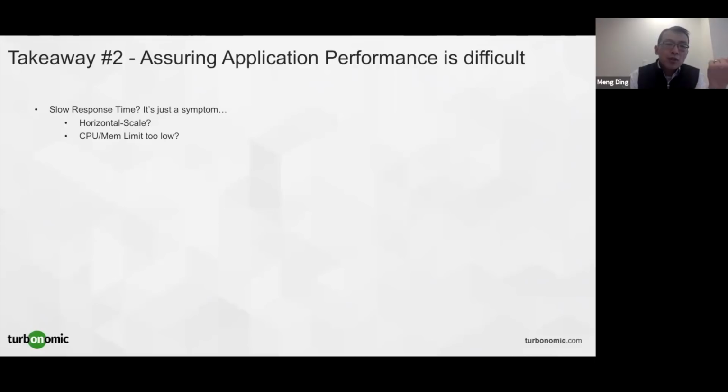Shall we use horizontal scale, or is vertical scale a better option? When we vertically scale, what is the capacity we want to scale to? Will we have noisy neighbor issues? Do we have visibility of the entire stack that the application is running on? Are there any underlying infrastructure congestion that we are not aware of? All of these combine to make it very difficult.